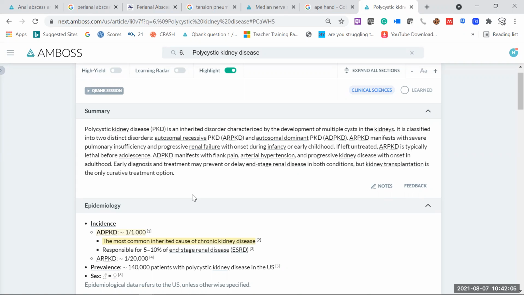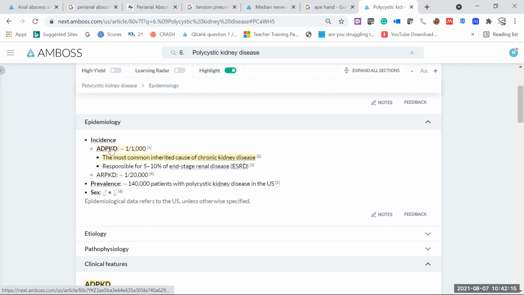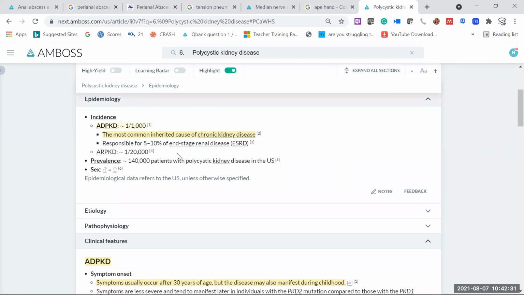Of course, here we have too many cysts in the kidney, and the normal functioning of the kidney is compromised heavily, so we can only go for kidney transplantation. Now, you can see the incidence is quite high in the autosomal dominant one, 1:1,000. It is the most common inherited cause of chronic kidney disease. So for a patient who has CKD, you should always keep in mind that the patient may have polycystic kidney disease. It is responsible for 5 to 10% of end-stage renal disease.